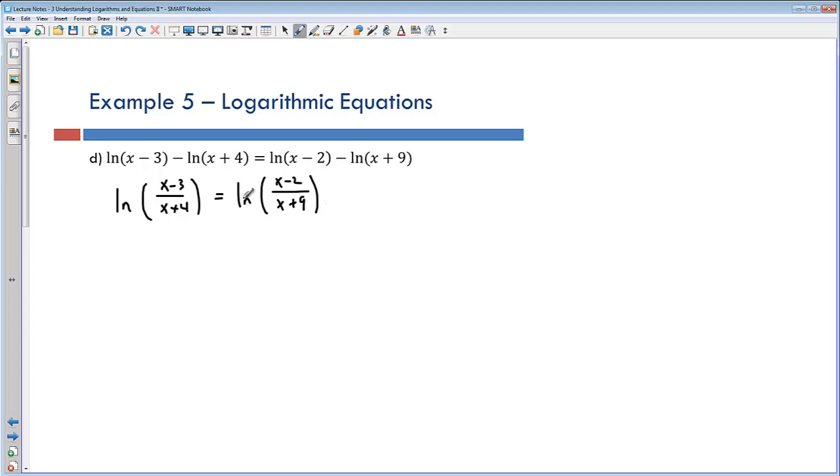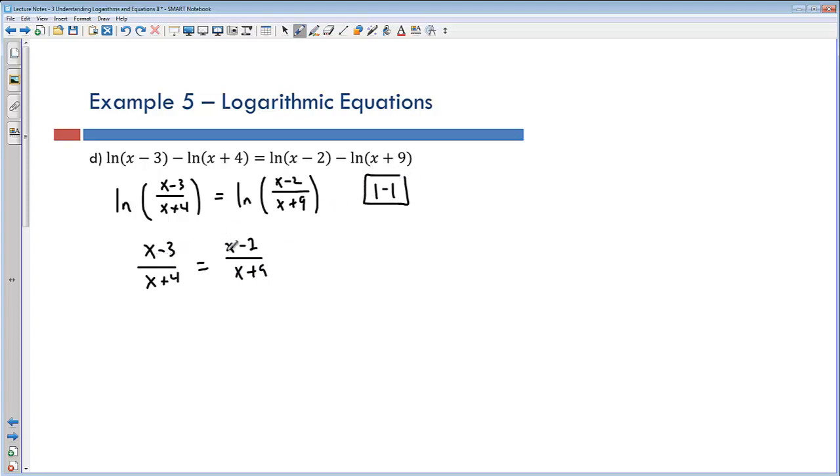And now I have ln of this equal to ln of that. And because logarithmic functions are 1 to 1, you can just drop off the ln's. So what you have now is x minus 3 divided by x plus 4 needs to be the same thing as x minus 2 divided by x plus 9, because logarithms are 1 to 1. That's why this works.